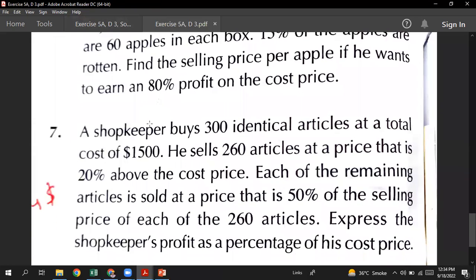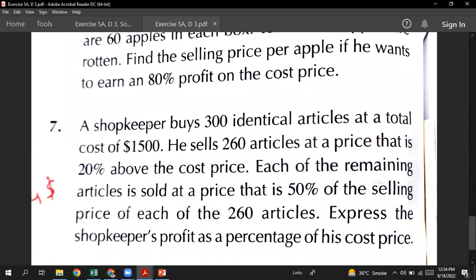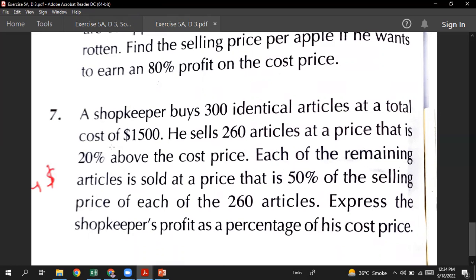Okay, now we are going to the next question, question number 7. It says a shopkeeper buys 300 identical articles at a total cost of $1,500. He sells 260 articles at a price that is 20% above the cost price. Each of the remaining articles is sold at a price that is 50% of the selling price of each of the 260 articles. Express the shopkeeper's profit as a percentage of his cost price. So that's question number 7.